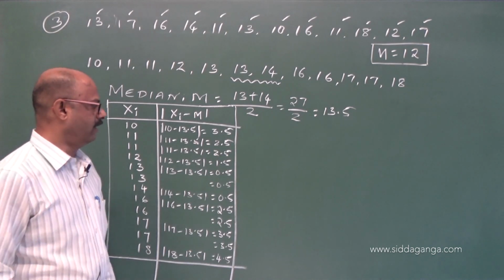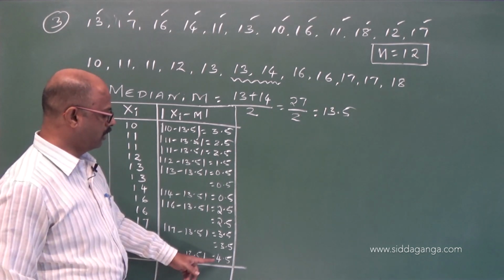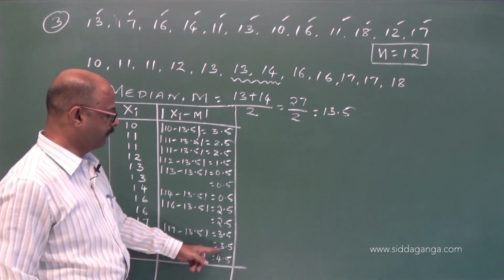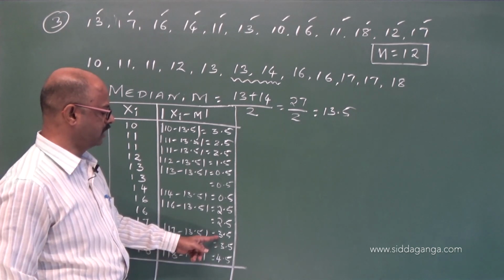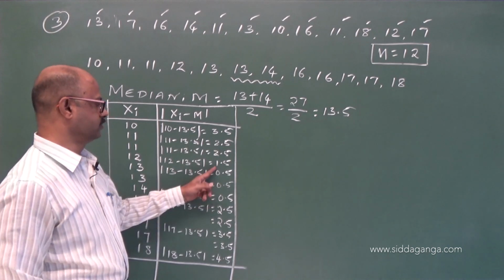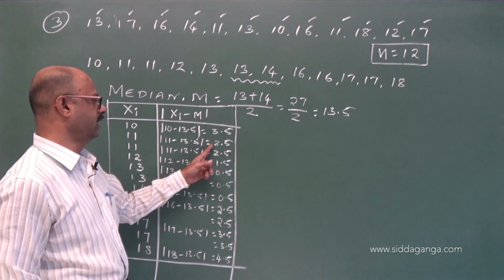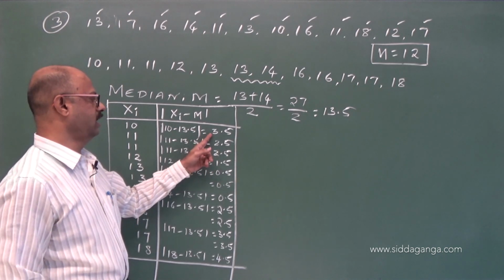Next, we will add the numbers. Adding the numbers, you just go on adding here. 4 plus 3 is 7, 7 plus 3 is 10, 10 plus 2 is 12, 12 plus 2 is 14, 14 plus 1 is 15, 15 plus 2 is 17, 17 plus 2 is 19, 19 plus 3 is 22.